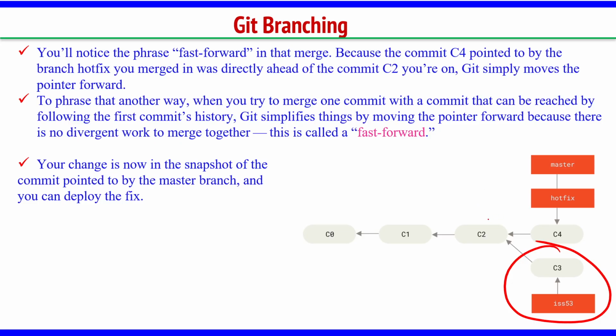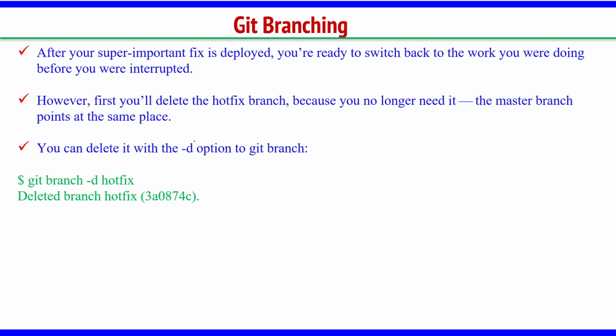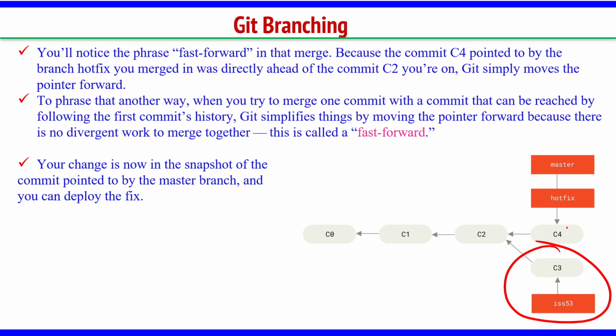Right. So this is about the fast forward and how you have fixed the hotfix into your main line. After your super important fix is deployed, you are ready to switch back to the work you were doing before, that is issue number 53. That issue you have resolved, C4, you made this as master. Now you can go back and work on this C3.